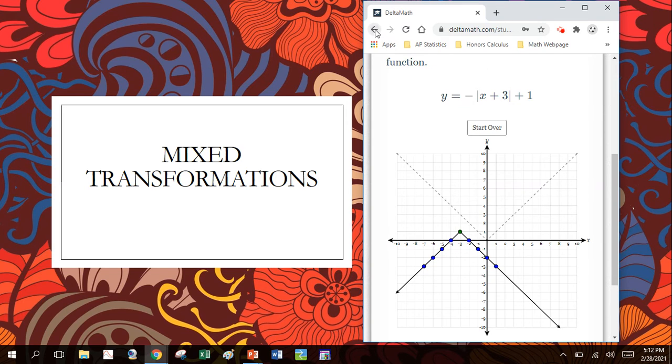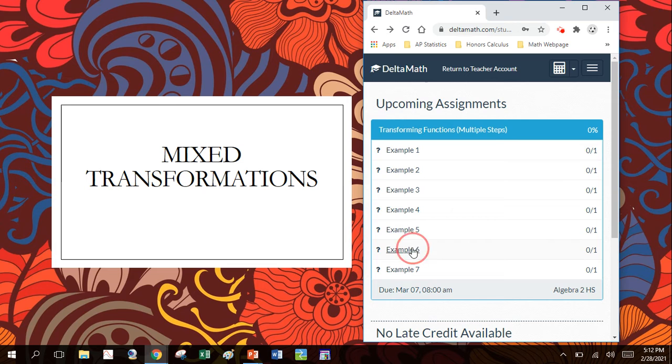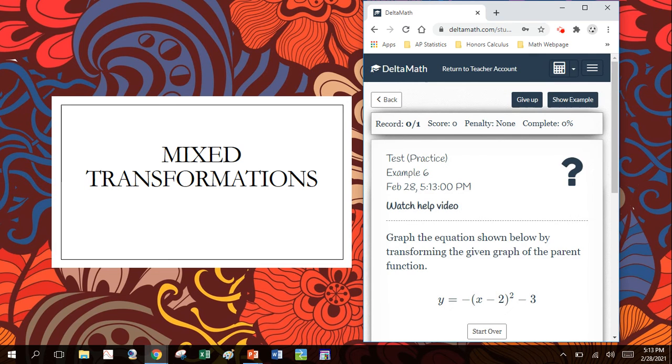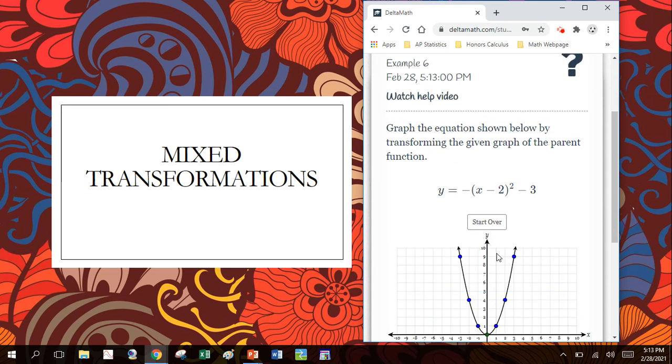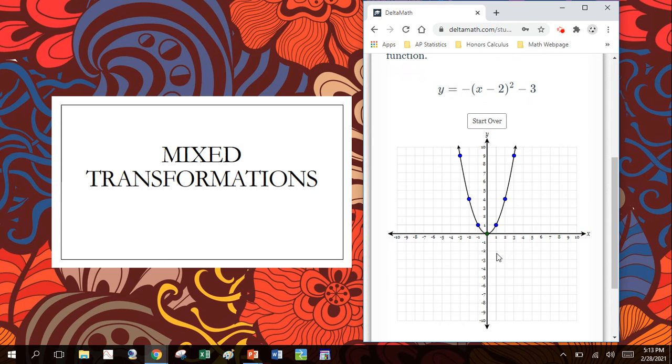All right, let's just do one last example here. Here we have a quadratic function. We've got a lot of negatives going on. So we're obviously going to have a reflection. We're going to be moving it. In this case, we're going to be moving it to the right 2. And because of the negative 3 there, that means we're going to do a vertical shift of down 3.